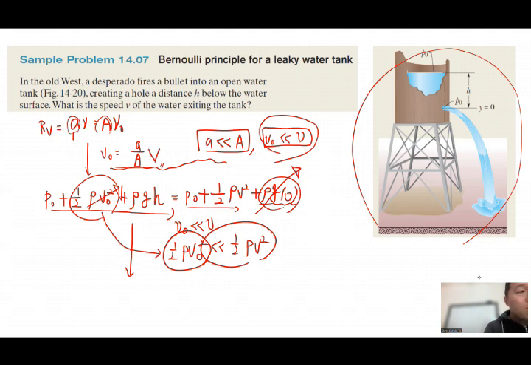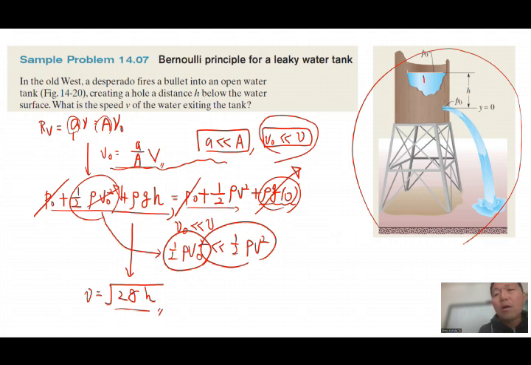Basically, the pressure P naught of the water tank is applied equally to both sides of the equation, so it cancels. So the velocity v out of this water tank is the square root of 2gh, proportional to the square root of the height of water in the tank.